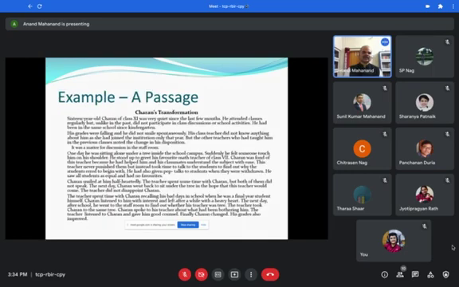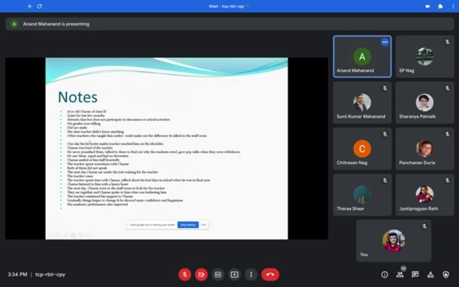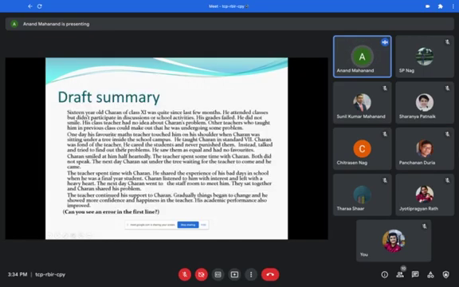Then the summary example. I gave this example. This is a text about Charan's transformation, how he was depressed and his teacher took care of him, and how his grades improved and he became cheerful again. He came back to normalcy. Okay, so this is the passage, and from this passage, notes have been prepared. And using these notes, a draft summary has been prepared. Okay, can you see an error in the first line? There is an error here.